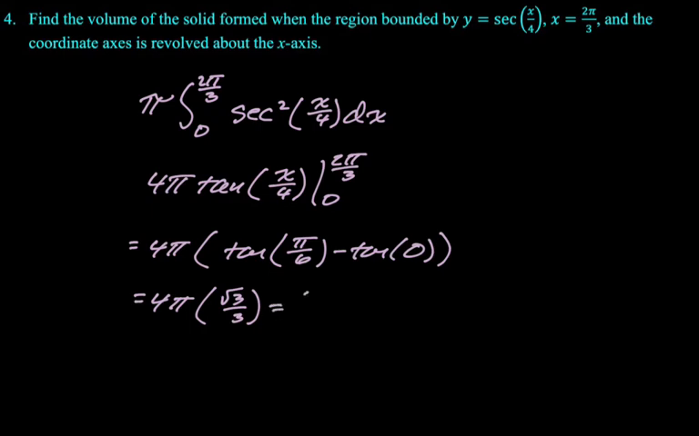So our answer here is 4 pi root 3 over 3. Or if you really want to be kind of weird about it, you could say it's 4 pi over root 3. I'm not going to do that.